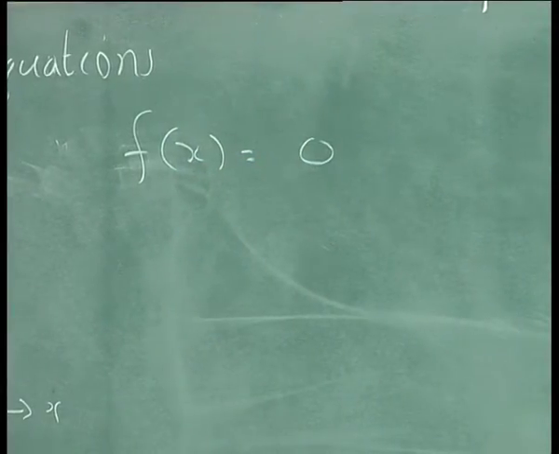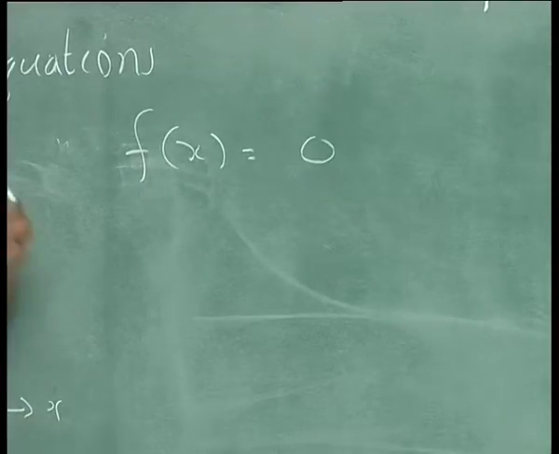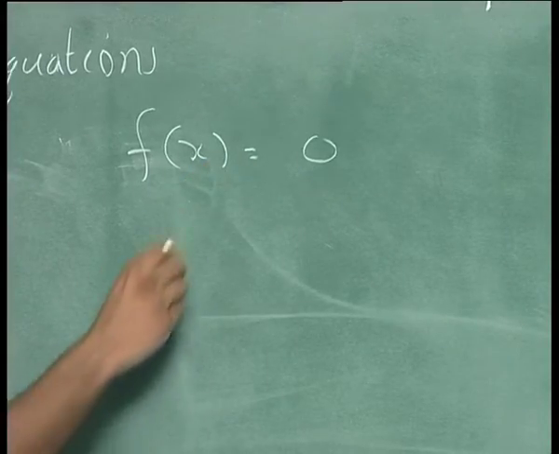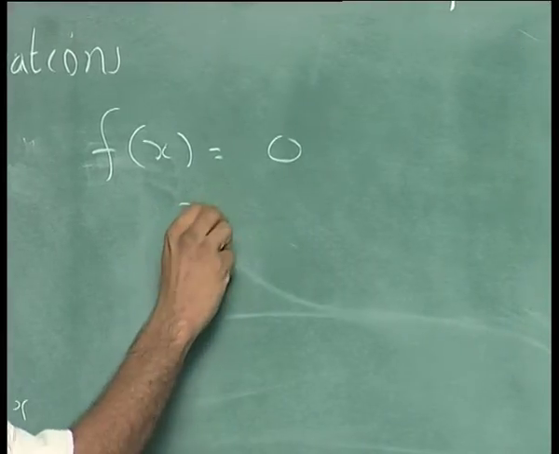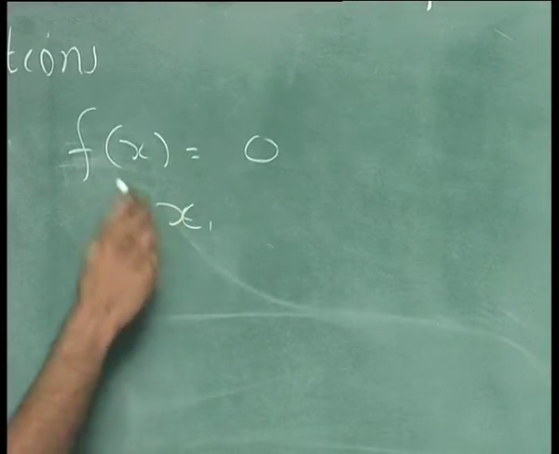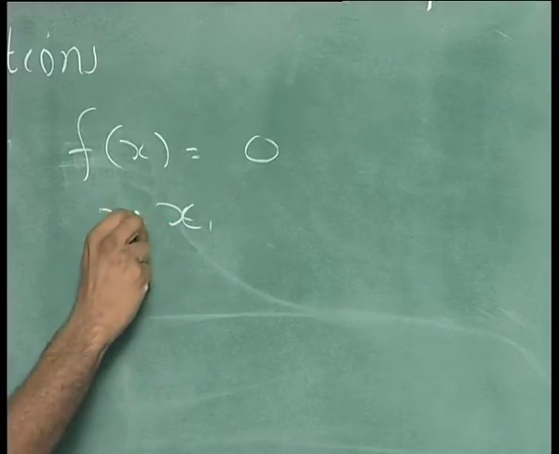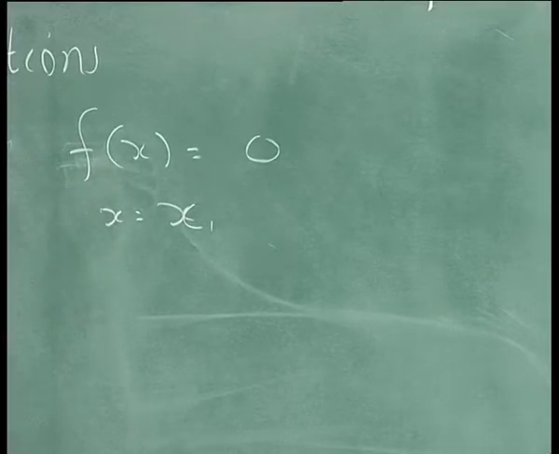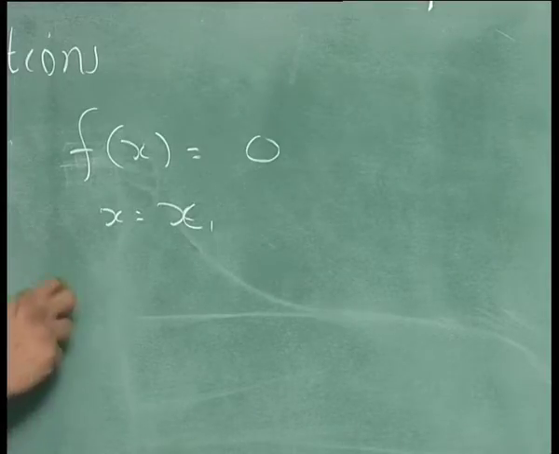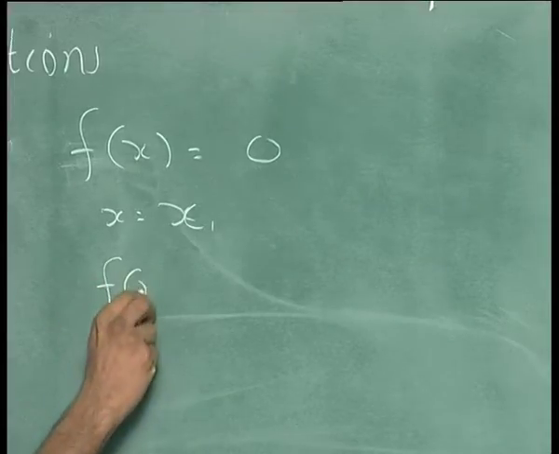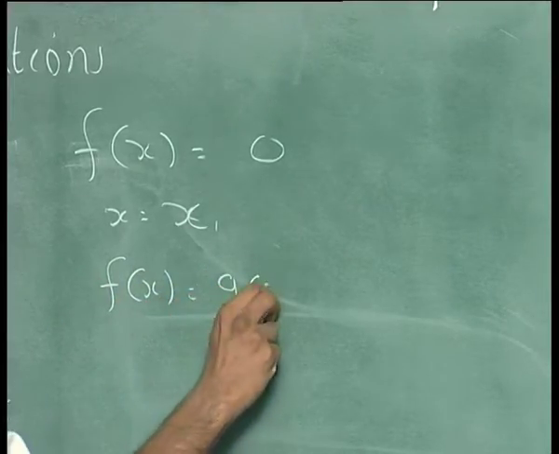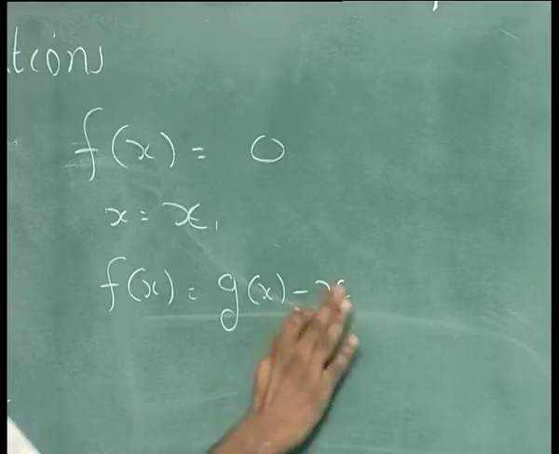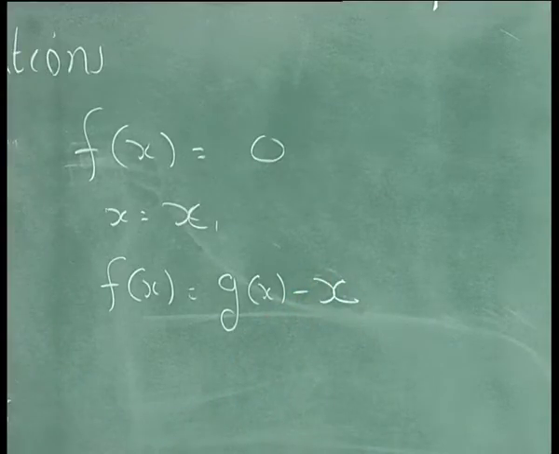Now we will make one guess, x equal to x1. We say x1 is our first guess. From that we want to go to the zero, that is, the value at which f goes to 0. In the case of fixed point iteration, we need to write the function f of x as g of x minus x. That's a must.